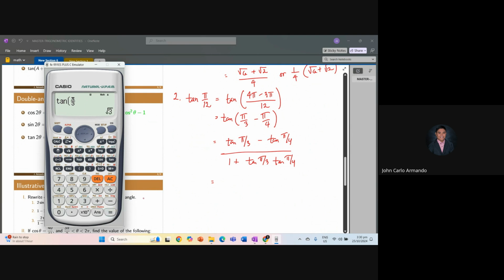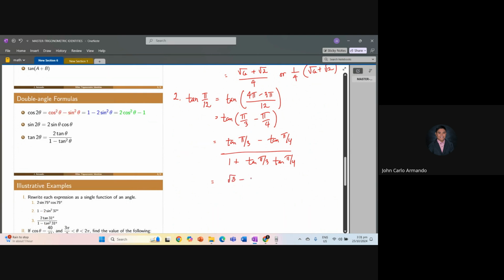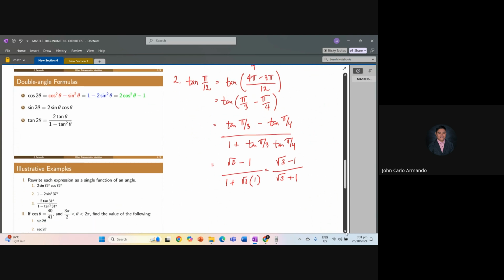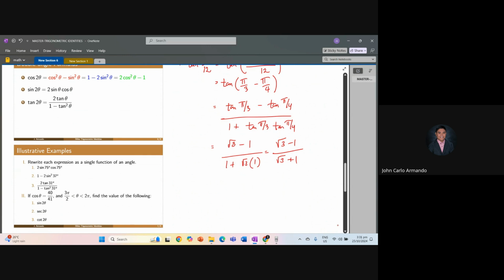That is equal to square root of 3 minus tangent pi over 4, over 1 plus tangent pi over 3, which is square root of 3. Tangent pi over 4 is 1. So the result is square root of 3 minus 1 over square root of 3 plus 1. But your calculator will not give this answer because this is not simplified yet. To simplify, we have to remove the square root in the denominator.